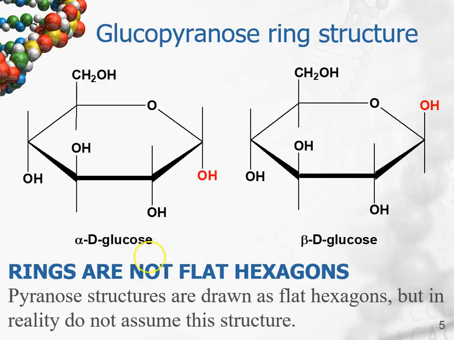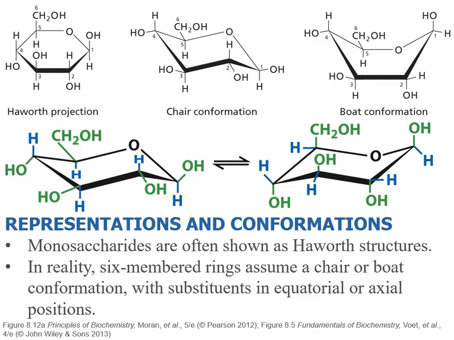So remember, we've been drawing these monosaccharides as flat hexagons, but you know from organic chemistry that they have a chair conformation. They're not flat hexagons. It's just easier to draw it that way. So if I look at my Haworth projection right here, which is most likely how you're going to see it, what the sugar really looks like is a chair conformation. The chair conformation, as you might remember from organic chemistry, is more stable than the boat conformation.